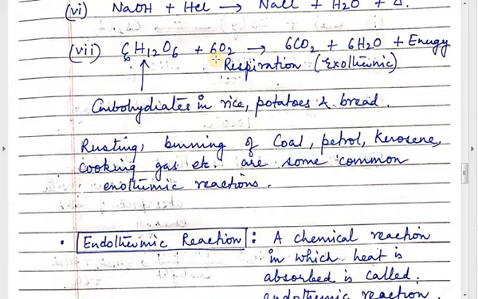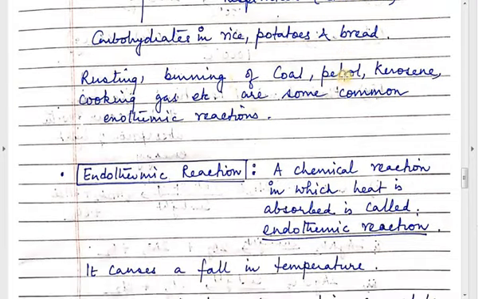Now you know that during digestion food is broken down into simpler substances. One such simpler substance is glucose. Carbohydrates in rice, potatoes and bread are generally broken down to glucose. Combustion of glucose in the presence of oxygen gives you carbon dioxide, water and energy. So respiration is an exothermic process. Similarly, rusting and the burning of coal, petrol, kerosene, cooking gas, etc. are also common exothermic processes.